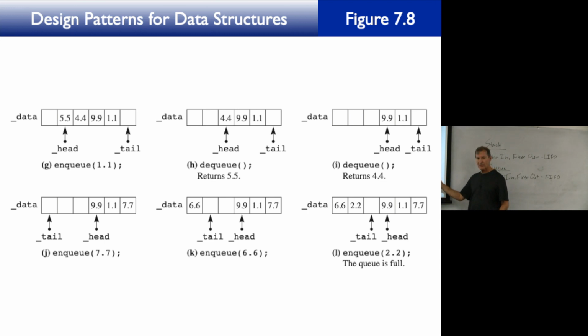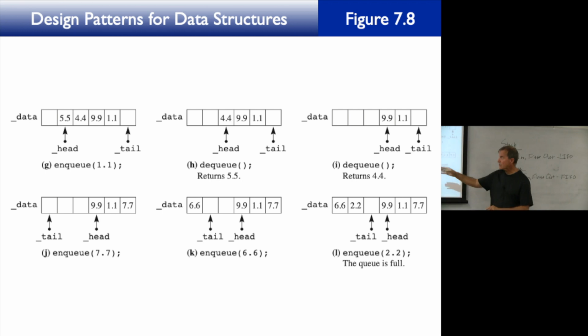If we didn't, then what would happen is we put that there, and tail would be equal to head. But the problem is, when tail is equal to head, that's also when, here, let's go to part G, that's also when it's empty. Because if, starting at point G, we DQ'd the 5.5 and then DQ'd the 4.4 and DQ'd the 9.9 and DQ'd the 1.1, then where would underscore head be? It would be equal to underscore tail.